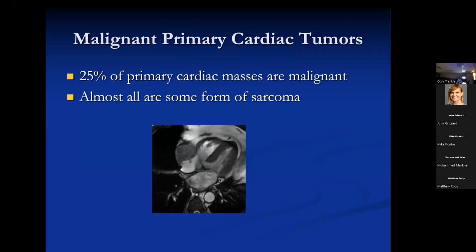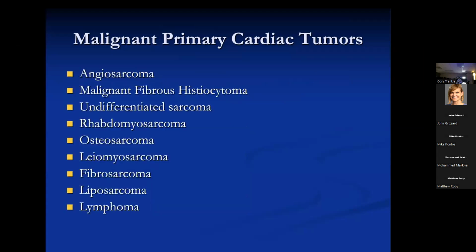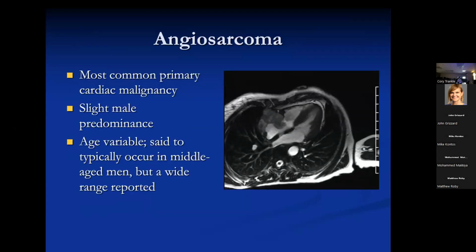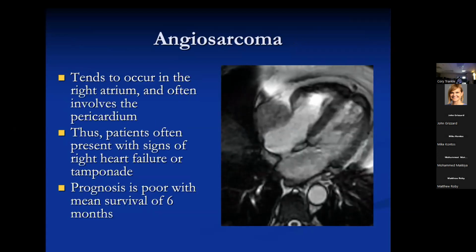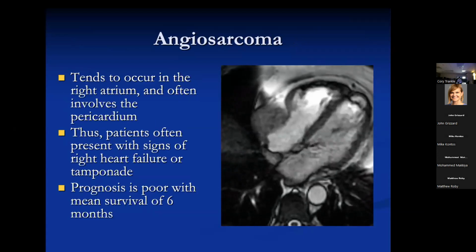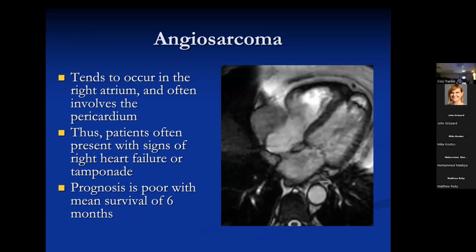But anyway, just to go back, about 25% of primary cardiac masses are malignant, and almost all are some form of sarcoma, right? So you have this laundry list of potential options, but really angiosarcoma, much like myxoma makes up a predominance of the benign lesions, angiosarcomas make up the predominance, maybe 40 to 50% of all malignant primary cardiac tumors. Middle-aged men are the most common population, but the age is variable and it's only a slight male predominance. Angiosarcomas tend to occur in the right atrium, often involve the pericardium. They can present with signs of tamponade.